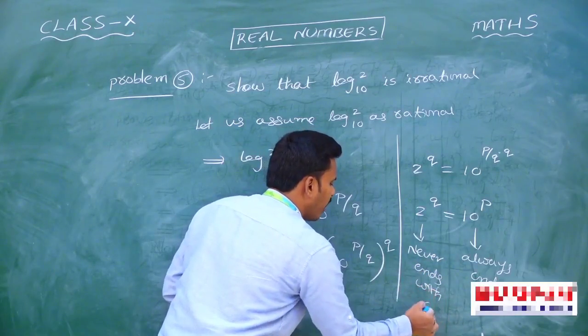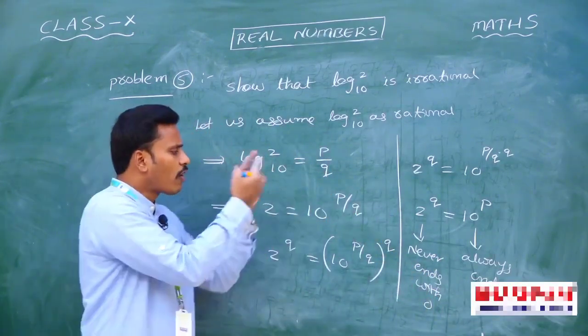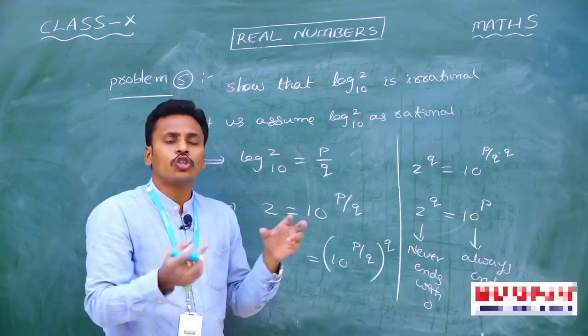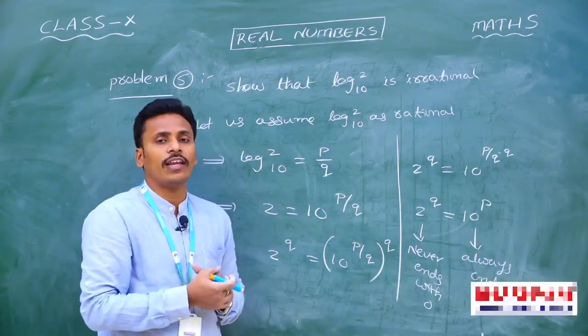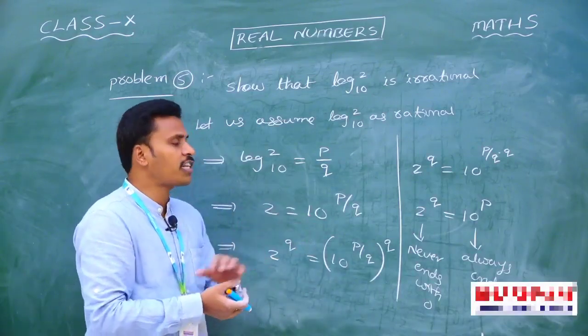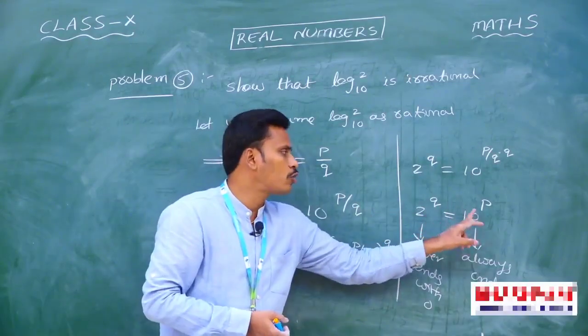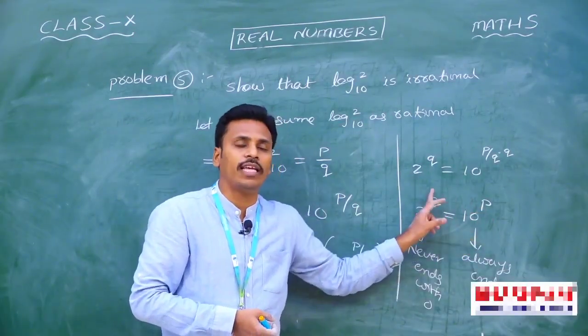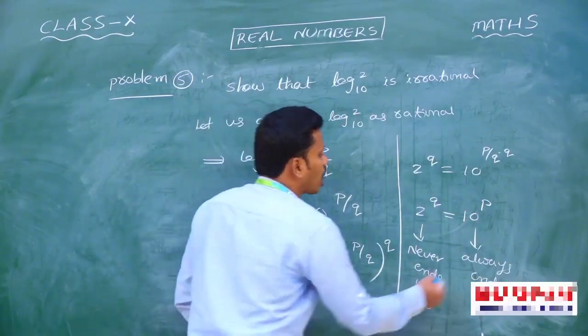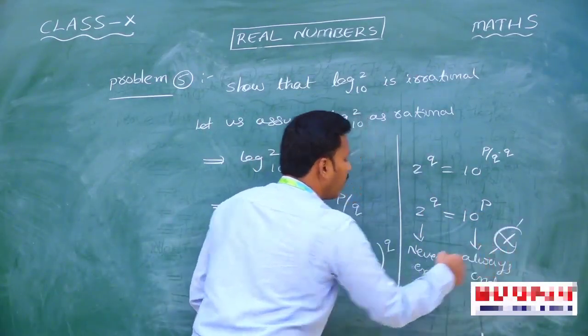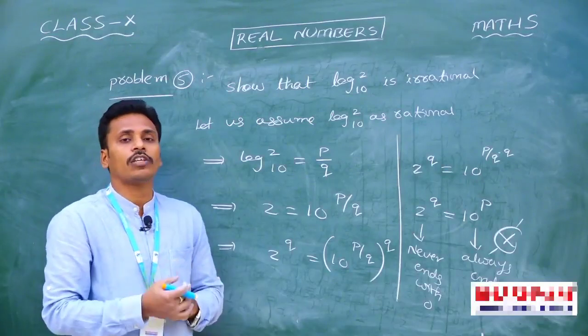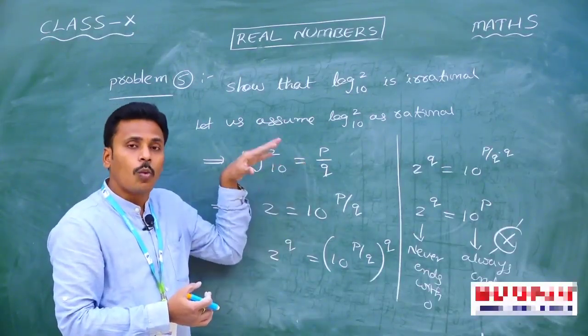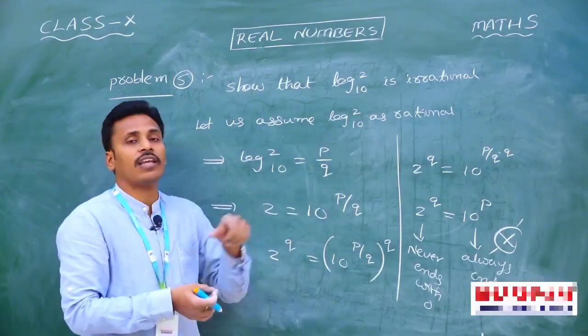So at the end, the left side never ends with 0, and the right side always ends with 0. To match those two, we don't have any p and q. So it is a contradiction actually. 2 power q is equal to 10 power p is not possible for any p and q. And this contradiction is just because of our wrong assumption. So what is our assumption? Log 2 base 10 is rational.